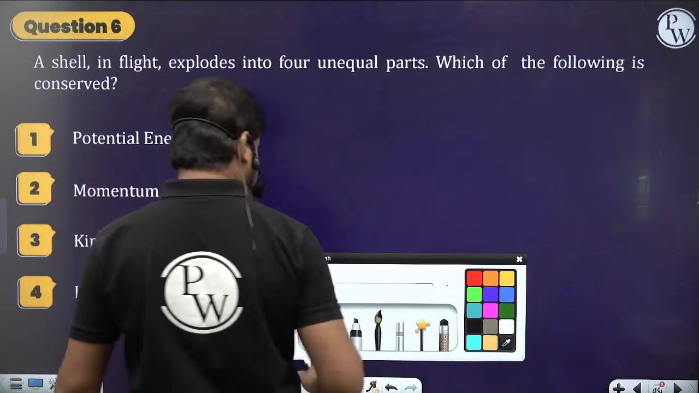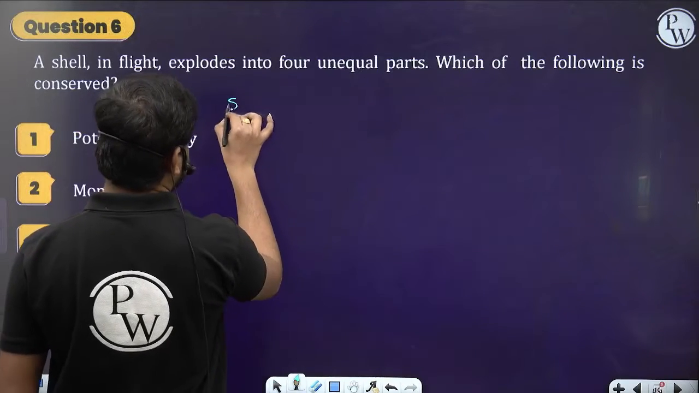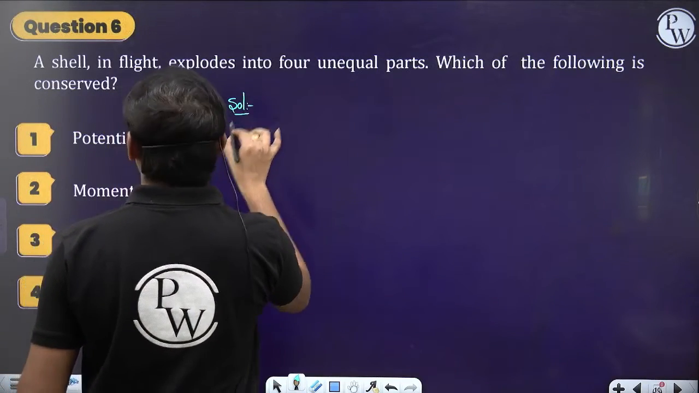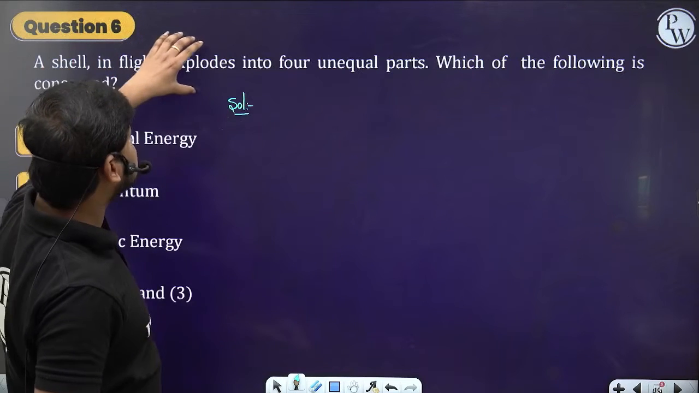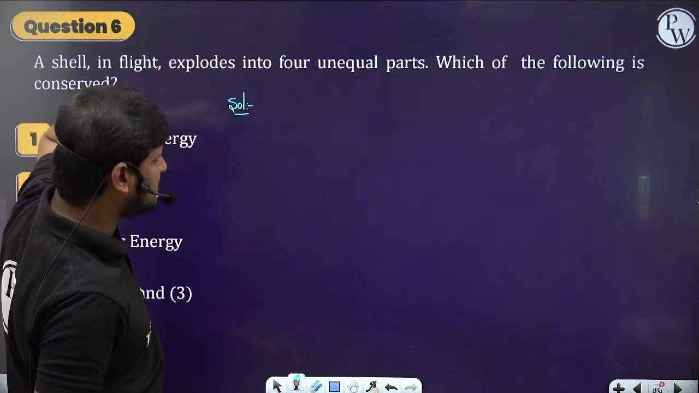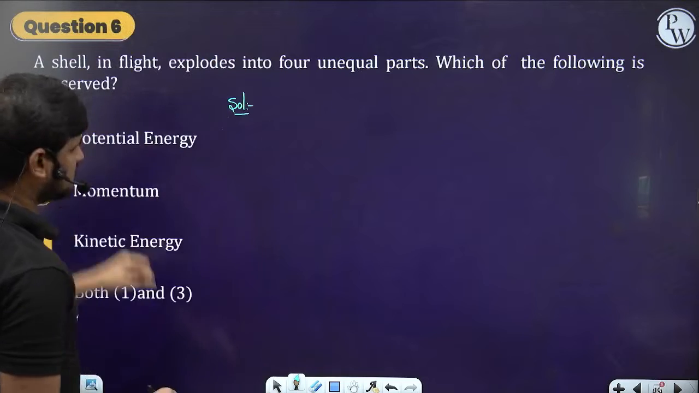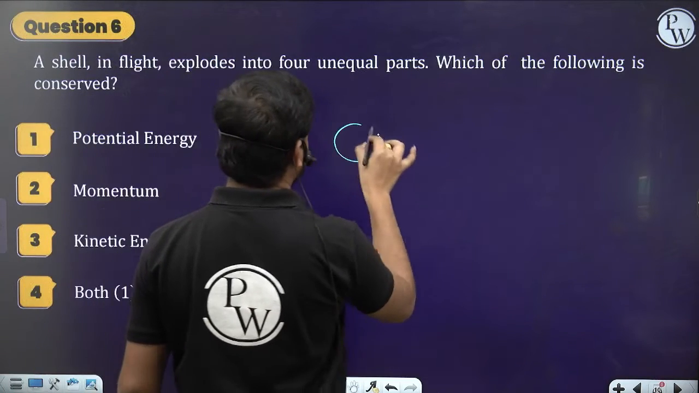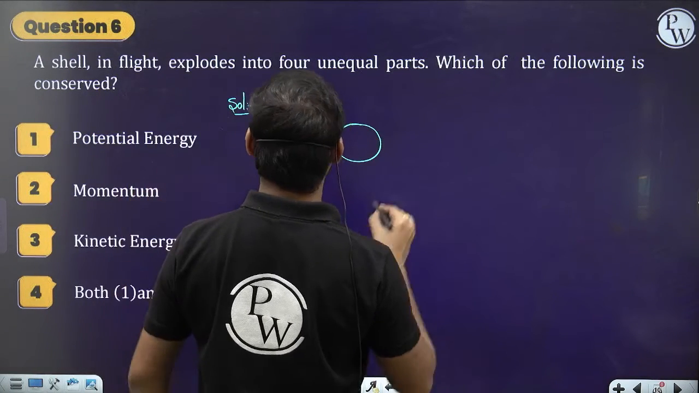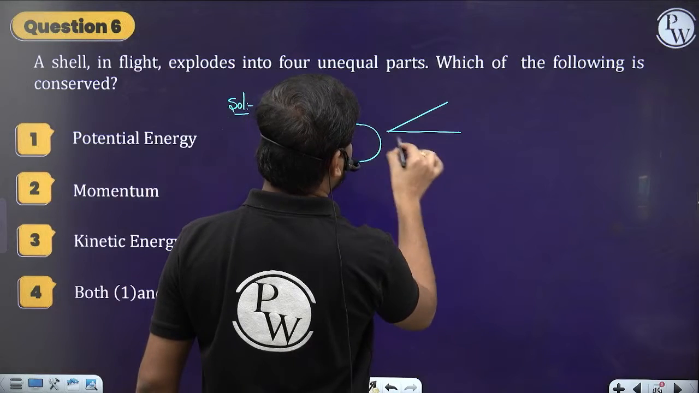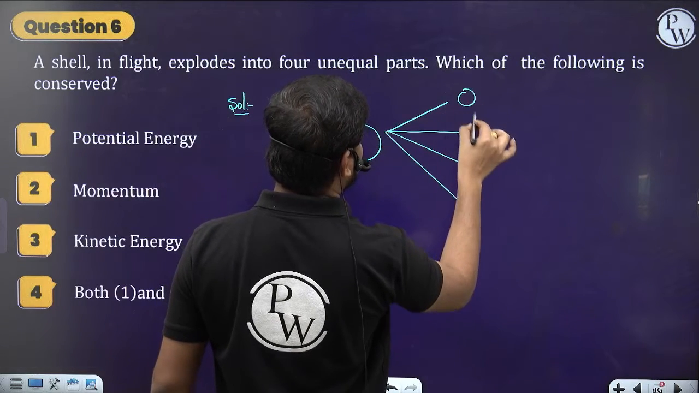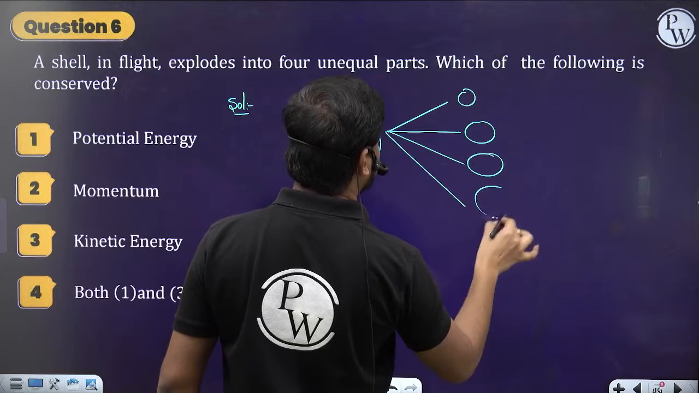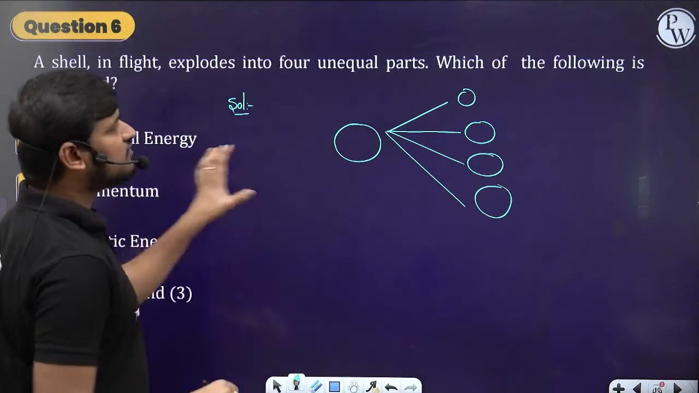So let's take the next question. What does the question say? A shell in flight explodes into 4 unequal parts. Which of the following is conserved? See here, this is the shell which is in air. Flight means it is in air. It explodes into 4 unequal parts of mass m1, m2, m3 and m4. Then which of the following will be conserved?